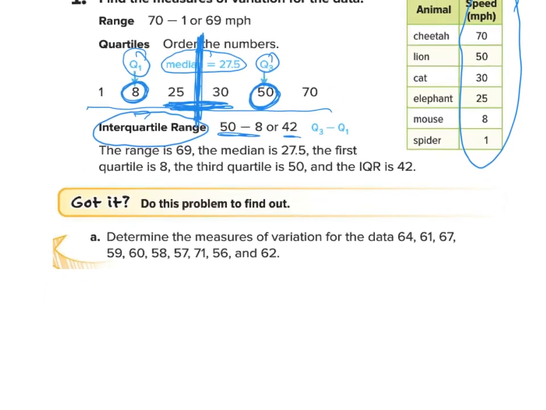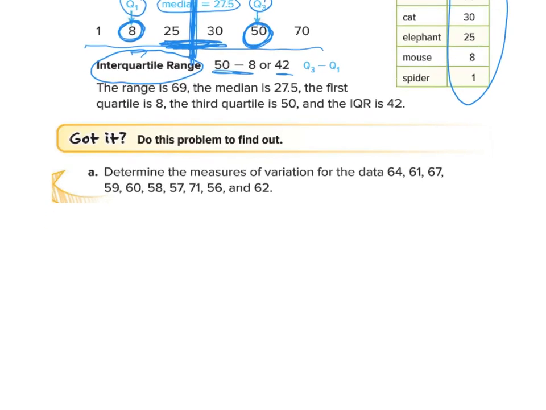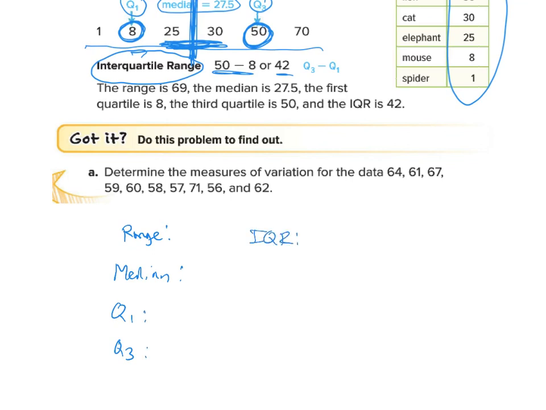Let's try that. I want you to do got it number 1 with me, okay? We're going to find all the different measures of variation for got it number 1. And so we're going to find the range. I want you to list these all off with me. Okay, we're going to find the median. I'll remind you how to do all these. We're going to have you find the first quartile, the third quartile, and the interquartile range. Okay, those are the things that we're going to find today. So they're having you find a bunch of different things. You may use a calculator today. It's not going to be really useful for most problems, but if you need to, you may use one today.